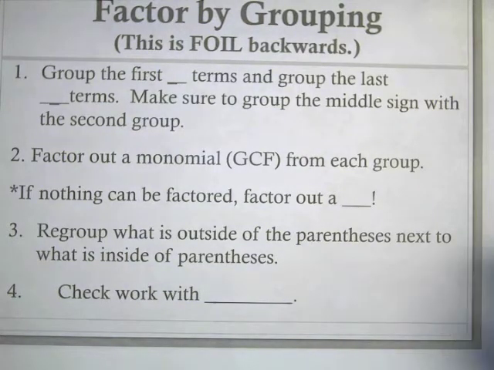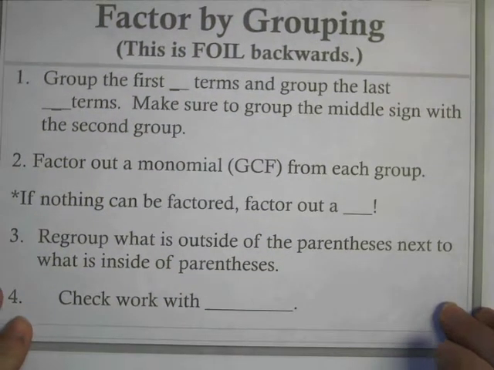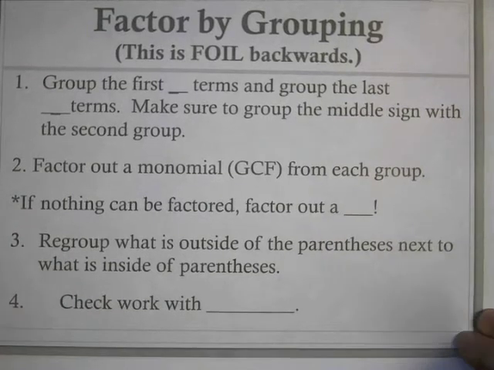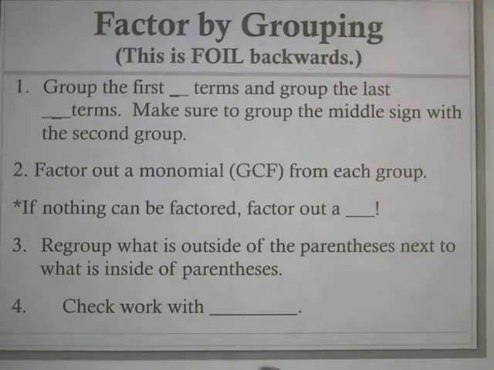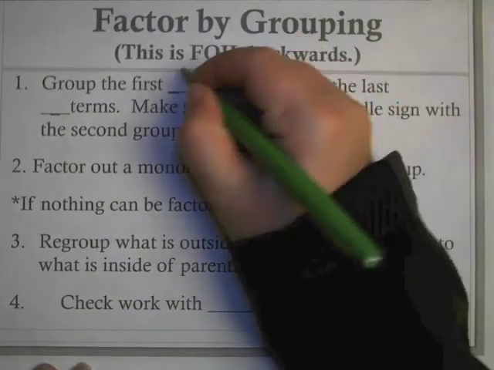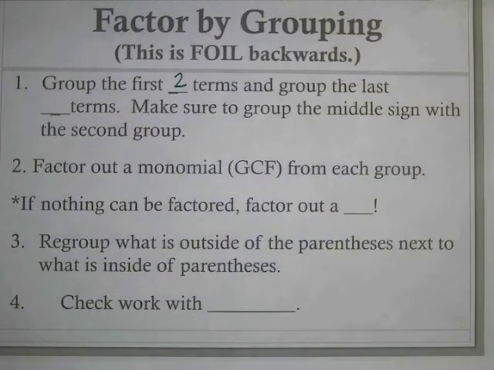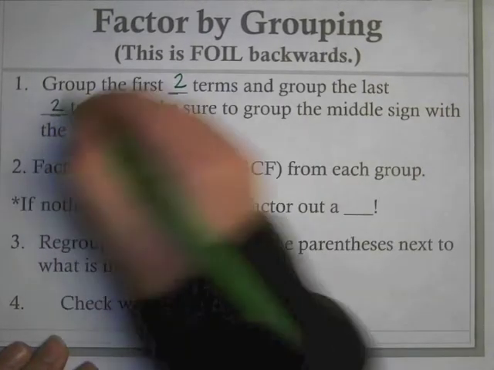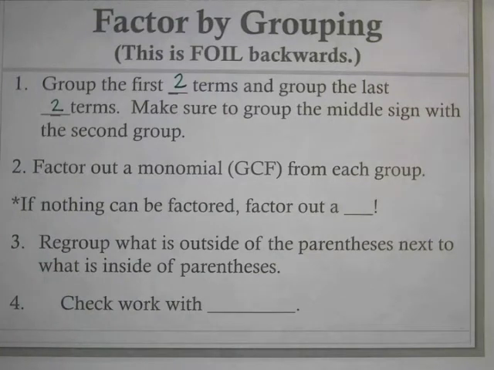Okay, so on your notes, now you have this set of instructions here, factoring by grouping, which is FOIL backwards. We're going to fill in the missing spots. So it says group the first 2 terms. This is what grouping is. We're grouping 2 terms together, and group the last 2 terms together. Make sure that you take the plus or minus sign before that third term. You take that with the second group. That goes in the parentheses with the second group.